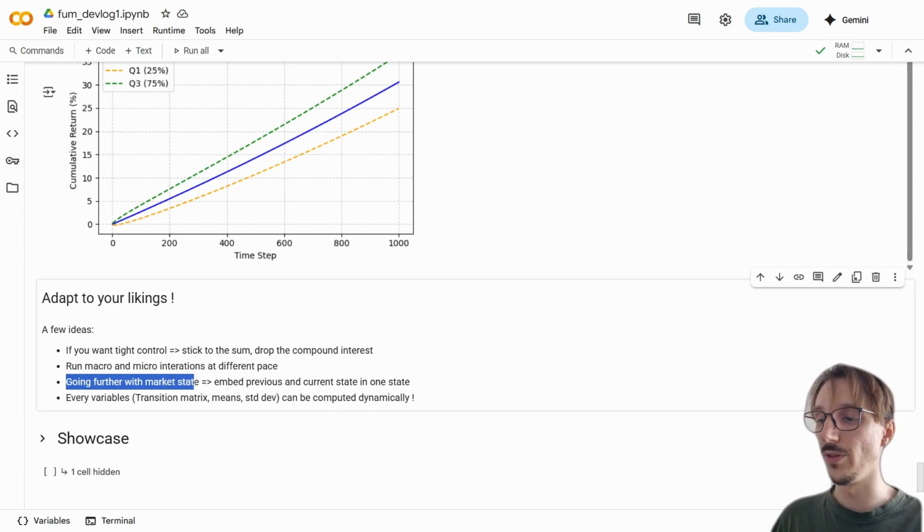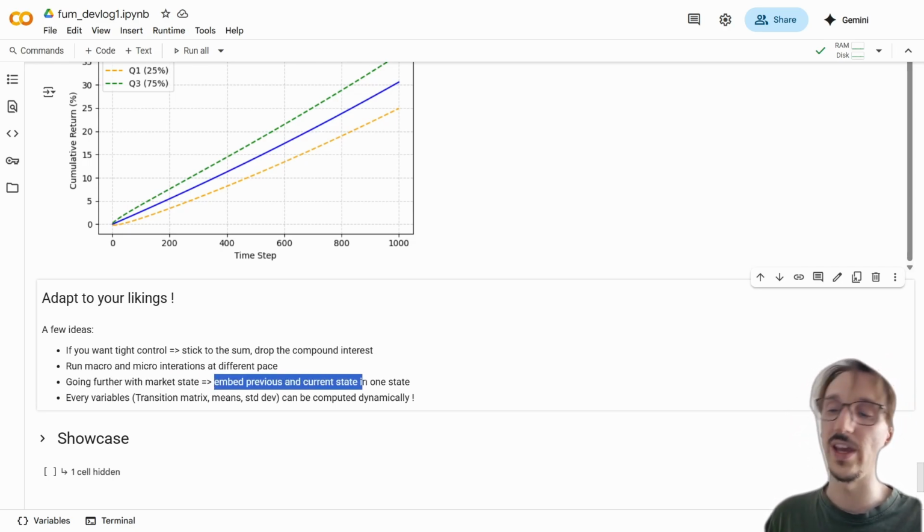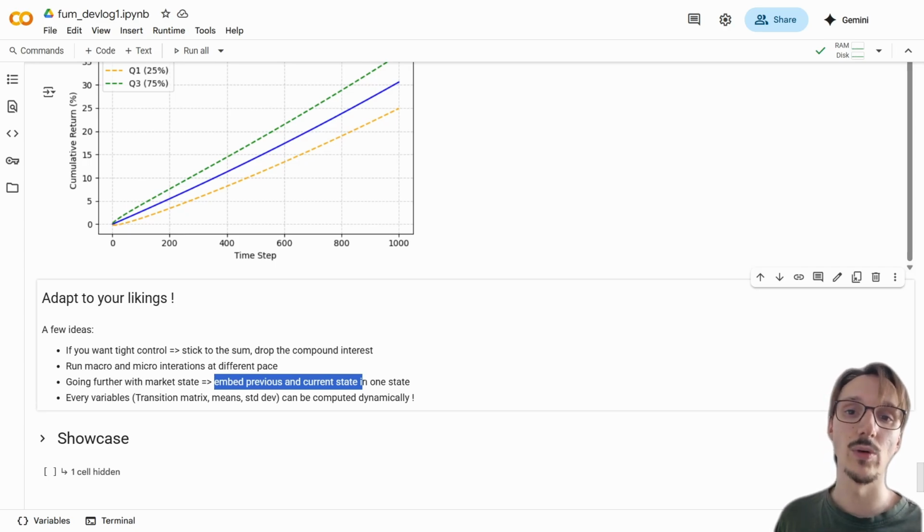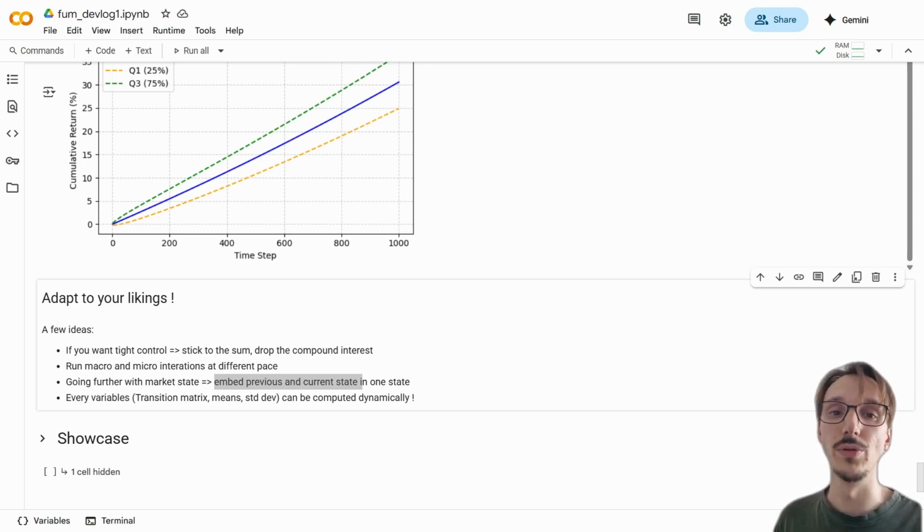If you want to go further with the market-based system, you can try to embed previous and current state into a single state. So for example, let's say you are in a collapse state, but the previous state was a bubble state, so you want a rebound. Well, you can do that by creating a special state which we can call a collapse after bubble. And this state is only accessible from the bubble state, and it has custom transitions. But keep in mind that the more states you put, the more values you will put in your transition matrix, and it can get out of hand.